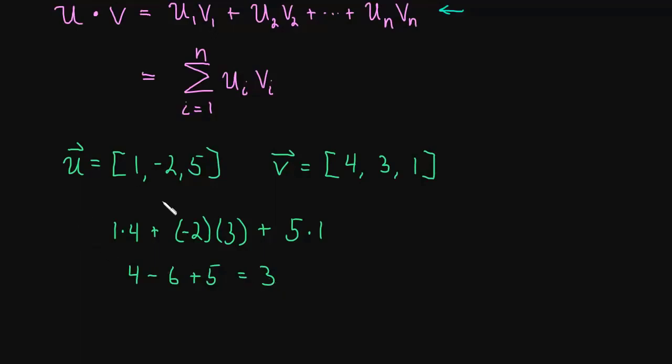So maybe what I should have written was, this is u minus v, or sorry, u dot v. u dot v is equal to this. We're taking u1 times v1 plus u2 times v2 plus u3 times v3. And then we're just simplifying the numbers, and it comes out to 3. This maybe seems a little bit bizarre, but we'll see in the coming videos why this dot product is really useful. See you then.